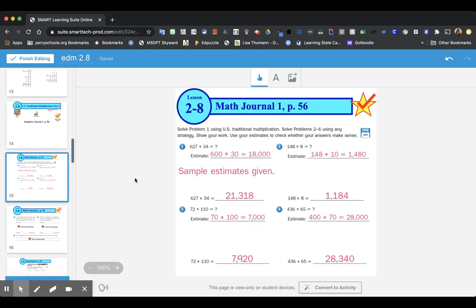Okay, 1, 2, 3, and 4, your answers are here. We have our estimates for each one. Remember, that should be your first step. For number 1, we get 21,318. Number 2, 1,184. Number 3 was the 7,920 that we did together. And then number 4, 28,340.